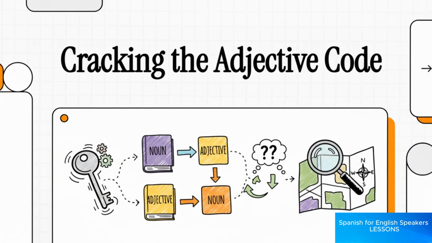All right, if you've ever dipped your toes into learning Spanish, you have absolutely hit this wall. Where on earth does the adjective go? You know, sometimes it's before the noun, sometimes it's after, and just moving it can change the entire meaning of what you're saying. Well, today, we're going to crack that code.